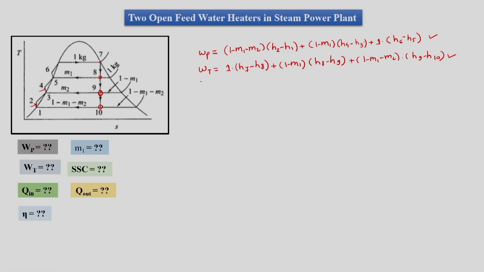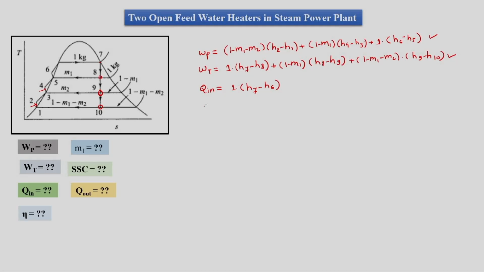We now have Q in, and this Q in is for the complete mass 1, and it is in the boiler, where we have enthalpy rising from 6 to 7.